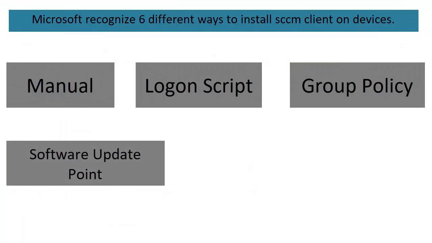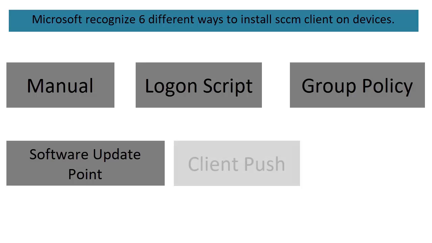The fourth one we have is what we call the software update point. To use the software update point, you need to configure WSUS, which happens to also be your configuration site manager. At this moment, I think the best recommendation from Microsoft is to use the software update point, WSUS, to deploy the SCCM client. But for this training, we are not going to use that to deploy our SCCM client.